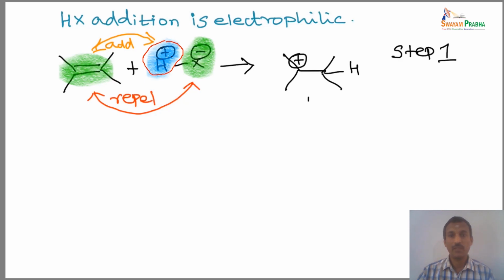Now we have a symmetrical alkene here. So it doesn't matter whether carbon number 1 or carbon number 2 adds to the hydrogen or the proton. We end up with the intermediate carbocation. So in the first step, what we end up with is formation of a carbocation.